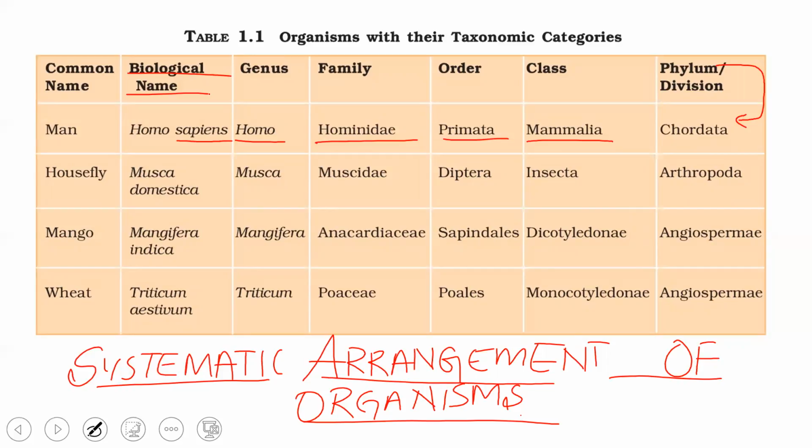Next, let us look into one more example of an animal, that is the housefly. The housefly's biological or scientific name is Musca domestica. The species is domestica, the genus is Musca, the family is Muscidae, the order is Diptera, the class is Insecta, and the phylum is Arthropoda.